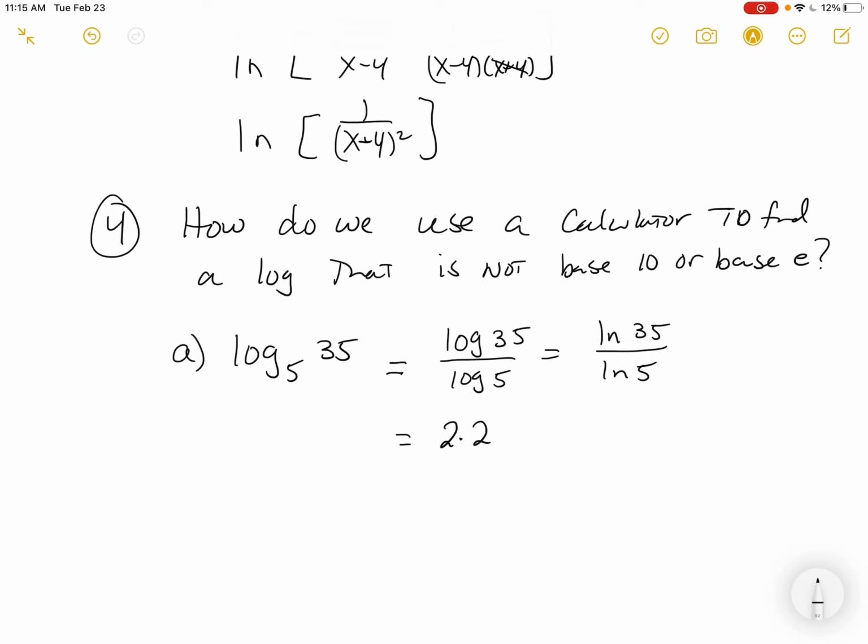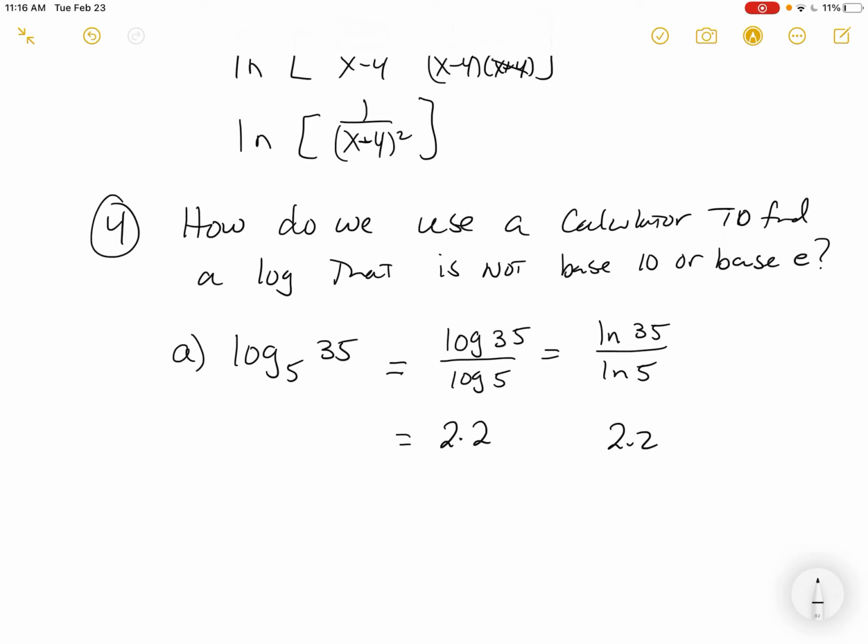Now if I did ln, let me try ln, which is on my calculator, of 35 divided by ln 5. I get the same answer, exact same answer out to however many digits I want. It wouldn't matter which one you choose, right? So you're choosing a function that's on your calculator, and you come up with 2.2.